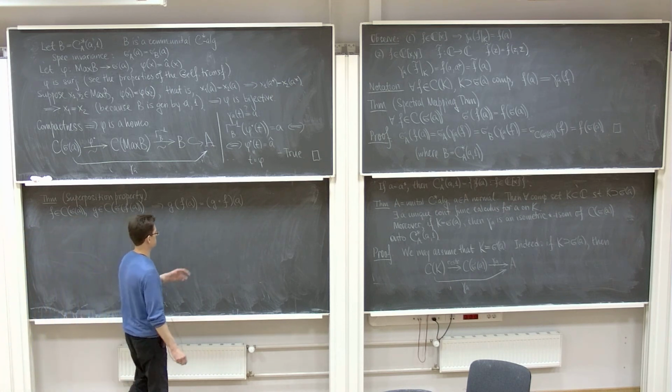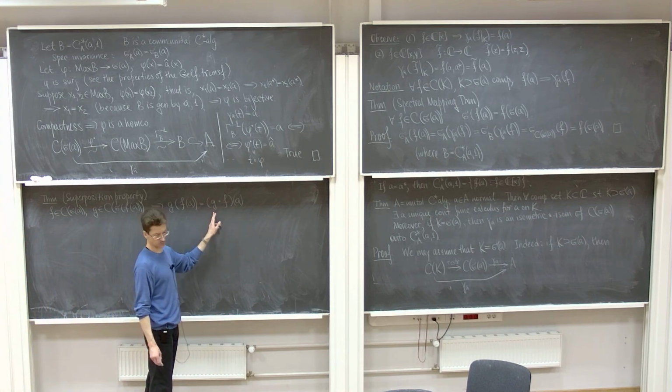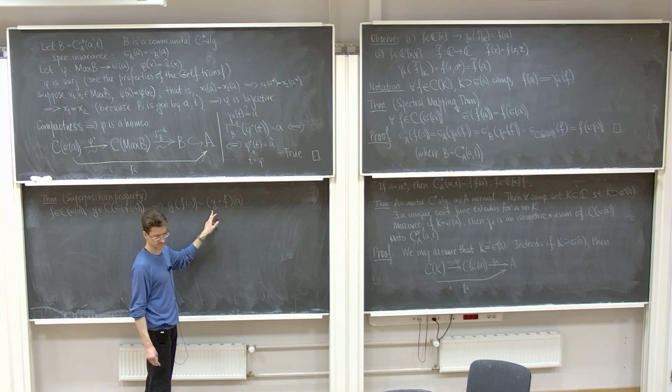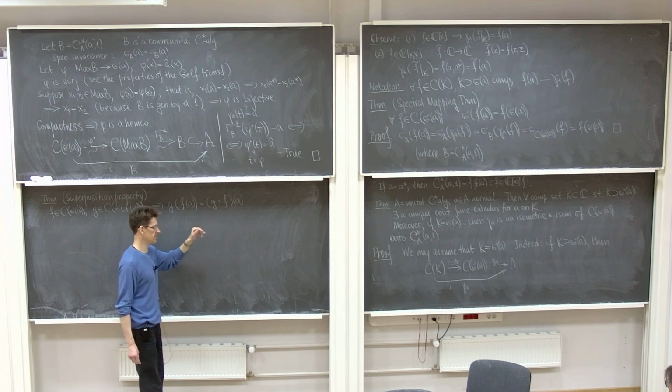By the way, let's observe that this superposition is well defined by the spectral mapping theorem. So the spectral mapping theorem states exactly that the range of f is the domain of g. So we can compose them.